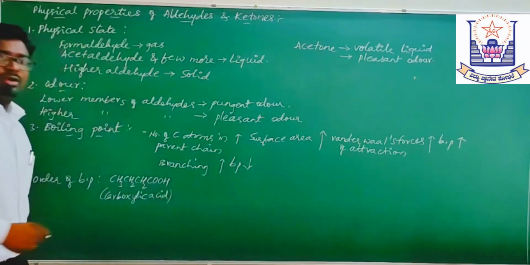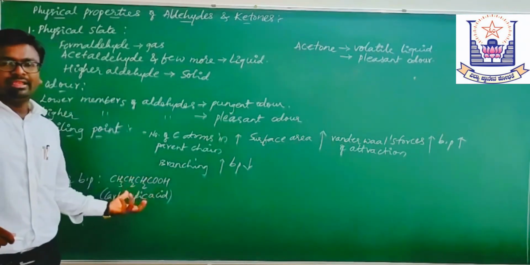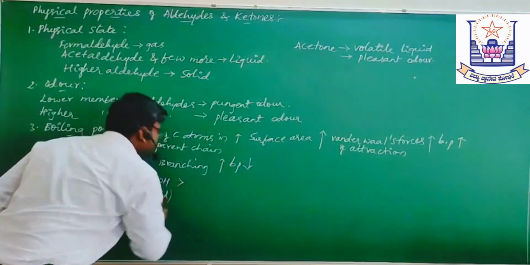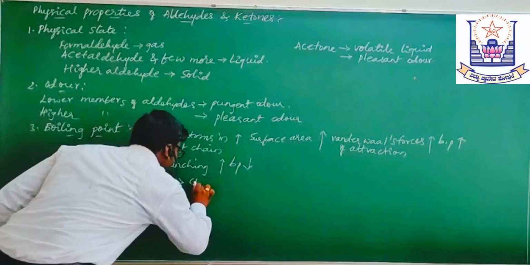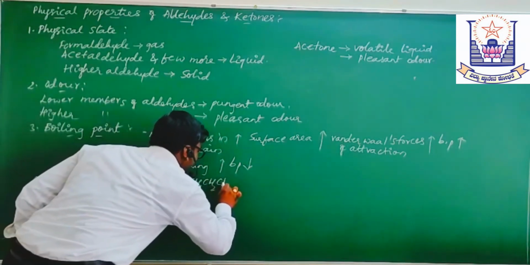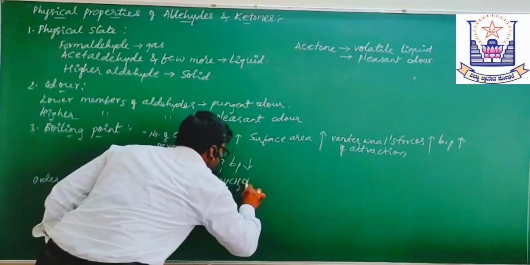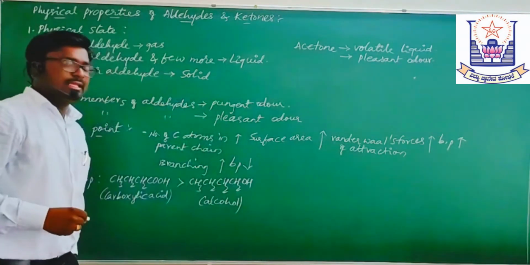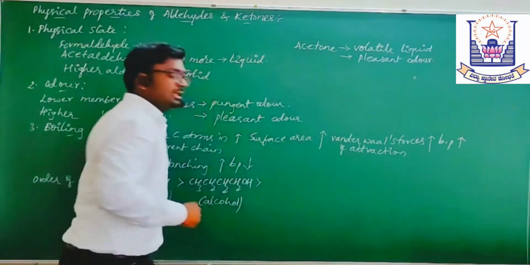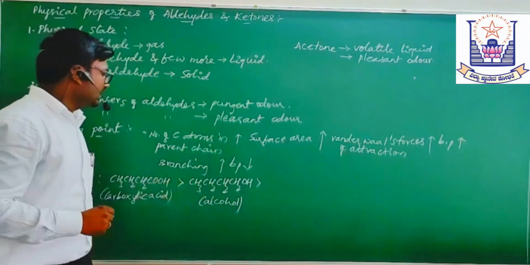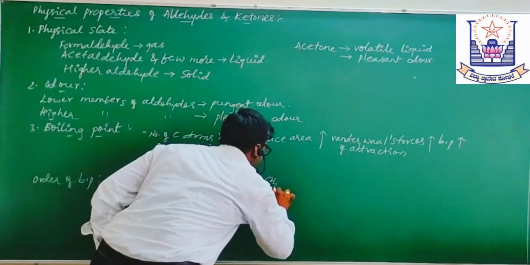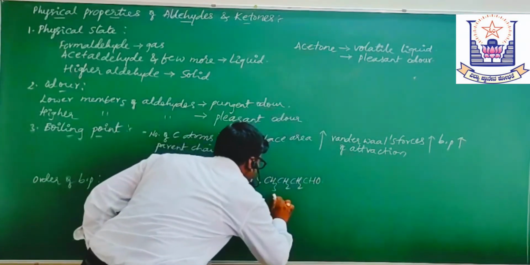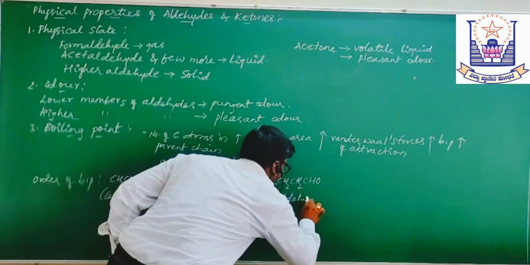Okay. Whose BP will be higher when compared to the butanol, that is the corresponding alcohol? That is CH3, CH2, CH2, CH2, OH. This is an alcohol. Okay. Whose BP is higher than that of the butanol? That is an aldehyde. For example, CH3, CH2, CH2, CHO. This is an aldehyde. Okay.